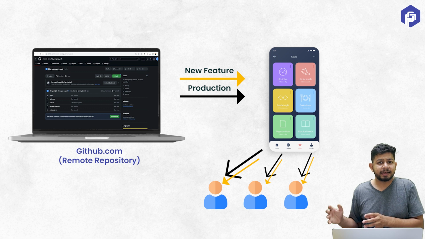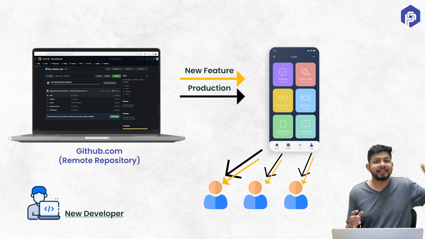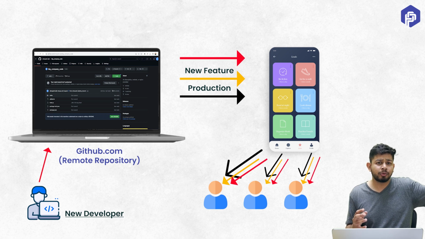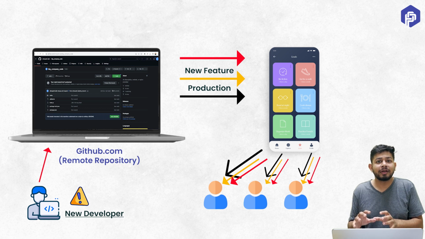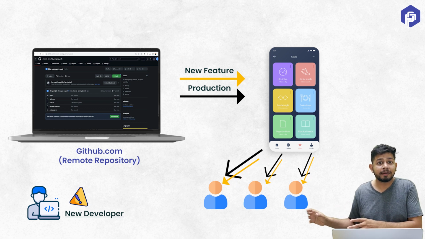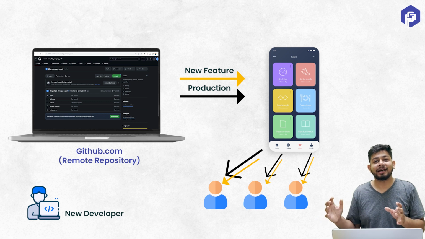So in this case, let's say there is a new developer in my team and I've given him a task to build a new feature, right? So he builds the new feature and he wants to send the code to the remote repository, right? Will you allow him to do that? No. Just because he's a new developer, I don't know if there is a bug in that code or not, right? So in certain cases, we use a concept of Git, right?